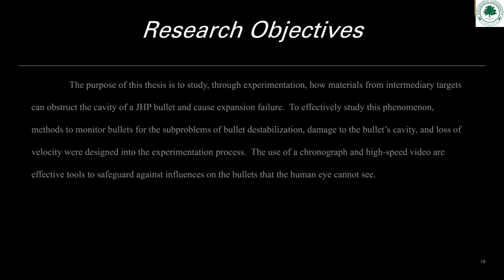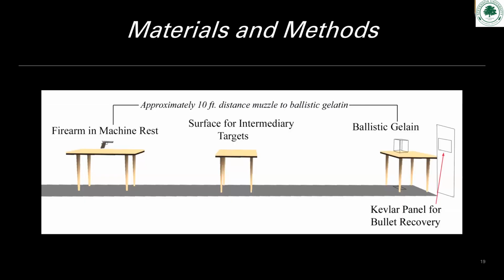So the research objectives, the purpose of this thesis study is to study through experimentation how materials from intermediary targets can obstruct the cavity of a jacketed hollow point bullet and cause expansion failure. To effectively study this phenomenon, methods to monitor bullets for the subproblems of bullet destabilization, damage to the cavity, and loss of velocity were designed into the experimentation process. So I used a chronograph and high-speed video to check for velocity loss and also the orientation of the bullet when it strikes the gelatin. These are things that you can't pick up with the human eye.